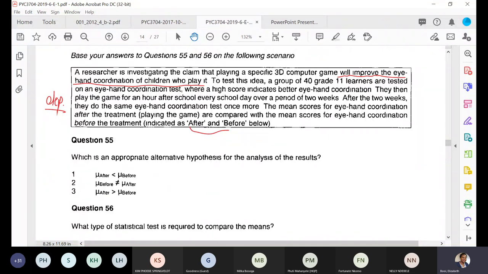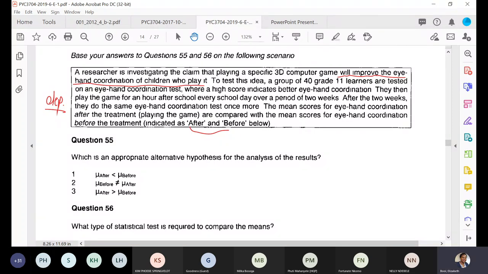So what they did is they went and tested 4011 graders on the hand-eye coordination test, where a high score indicates better eye-head coordination. This was even before they could play the game. They tested them, then they played the game for an hour after school every day over a period of 2 weeks. After 2 weeks, they recorded the same eye and head coordination test score. Then they want to check whether there is a difference between the mean score of eye-head coordination after treatment and before treatment.